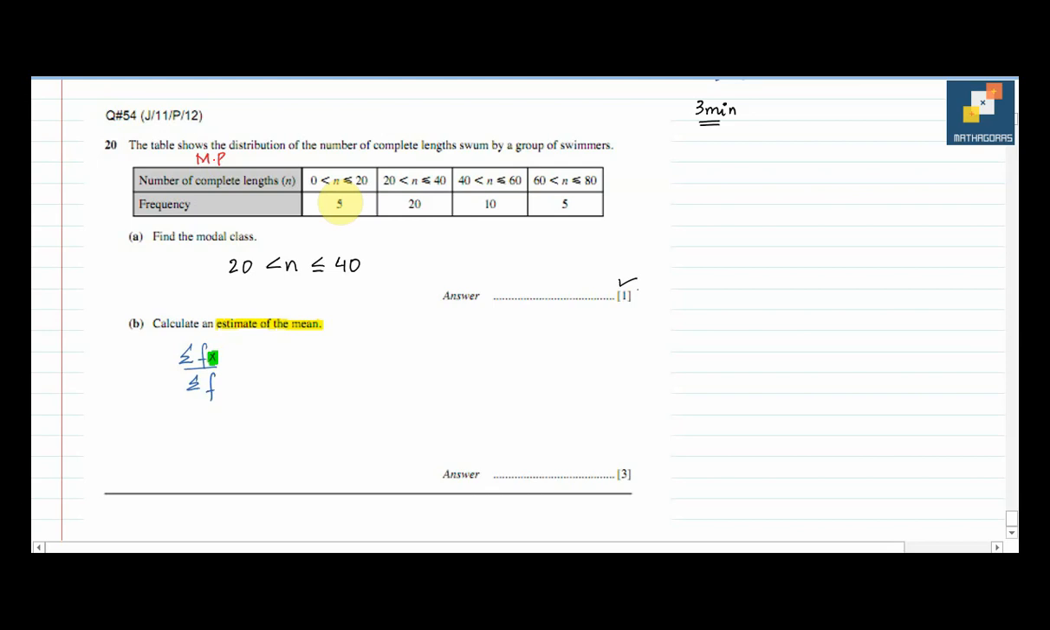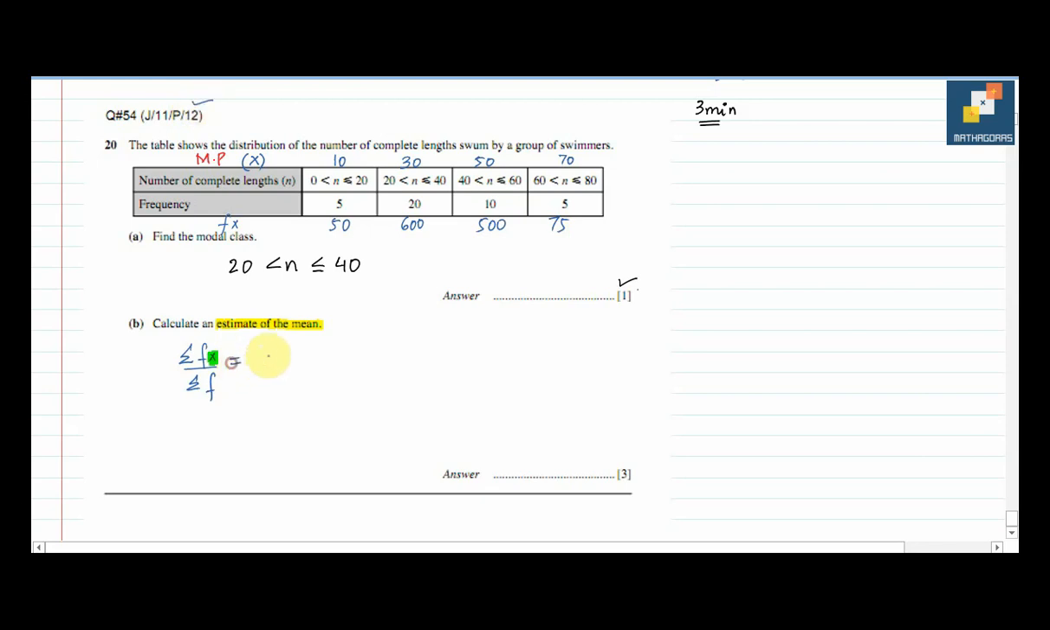Alright, so the first thing you need to find is the midpoint, that is basically x. The midpoint of 0 and 20 is 10. The midpoint of 20 and 40 is 30. The midpoint is 50 and the midpoint is 70. Now we need to make another column, fx. So 5 tens are 50, 20 times 30 is 600, 500 and 75. It's a paper 1 question, try to avoid the calculator.